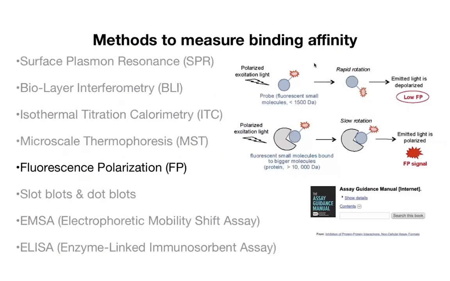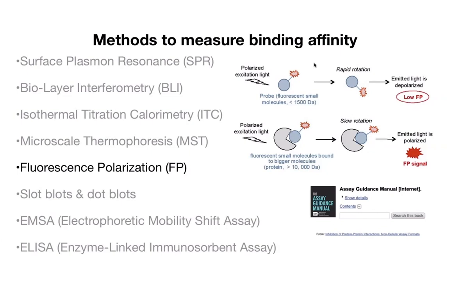Basically, if we shine polarized light at a molecule that's moving around really rapidly, the rapid movement of that molecule is going to cancel out the polarization of the light. And therefore, the emitted light from those fluorophores is going to have low polarization. So you start with polarized light.